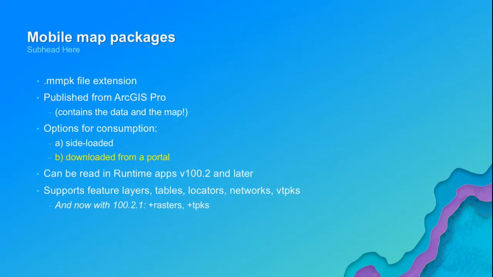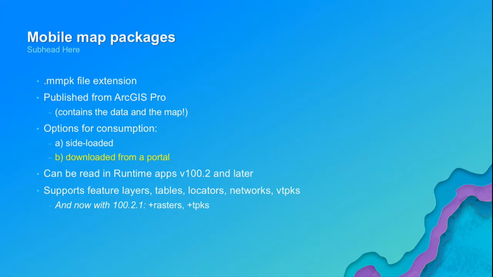Okay, so a little bit about mobile map packages. Has anyone here worked with a mobile map package before, authored one? Okay, a couple of you. So it carries an MMPK file extension. This is a proprietary file extension, and it can be pushed or published from ArcGIS Pro. Currently, that's the only authoring mechanism available inside of the ArcGIS platform to create a mobile map package.